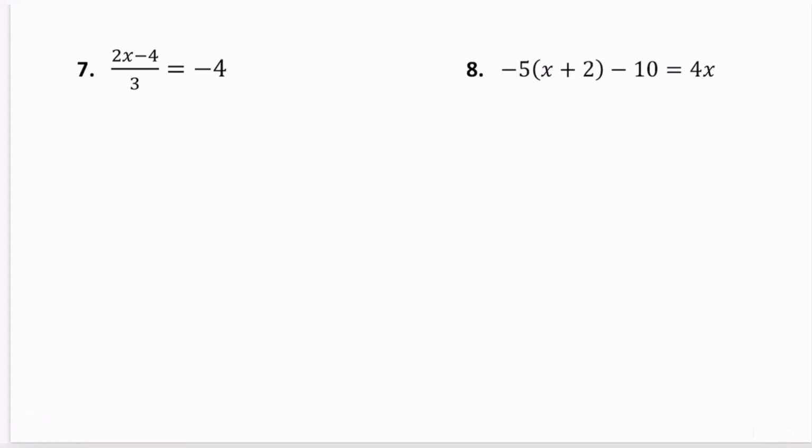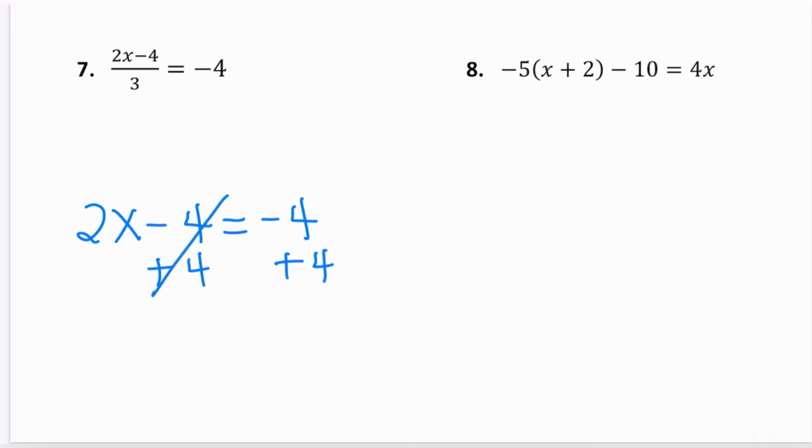So let's look at question number 7. This one is a little bit different also, because I have 2x minus 4, all of it divided by 3, is equal to -4. Normally in a problem like 2x minus 4 is equal to -4, the first thing I would tell you to do is to add the 4 to both sides.